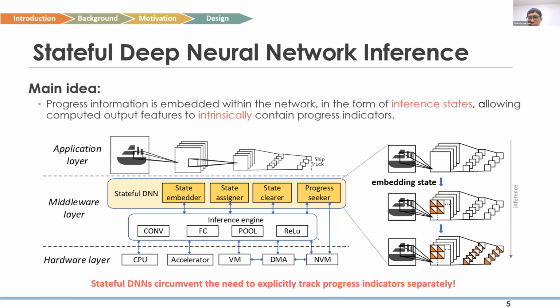We present the concept of stateful deep neural networks, where inference progress information is embedded within the network in the form of inference states. Our runtime middleware embeds state information into the DNN during inference, such that the computed and preserved output features intrinsically contain progress indicators, avoiding the need to preserve them separately. Subsequently, the embedded states are used for correct inference recovery.